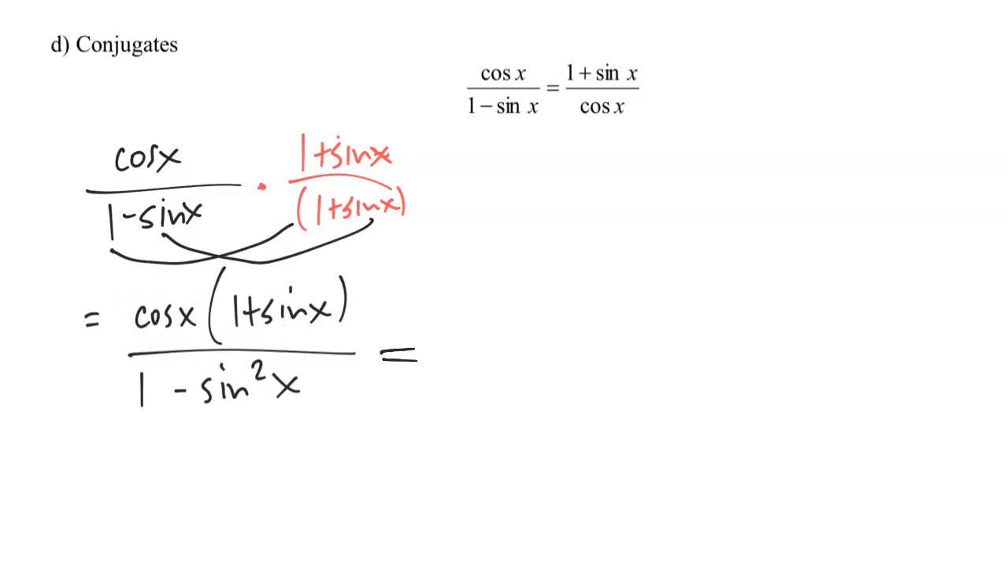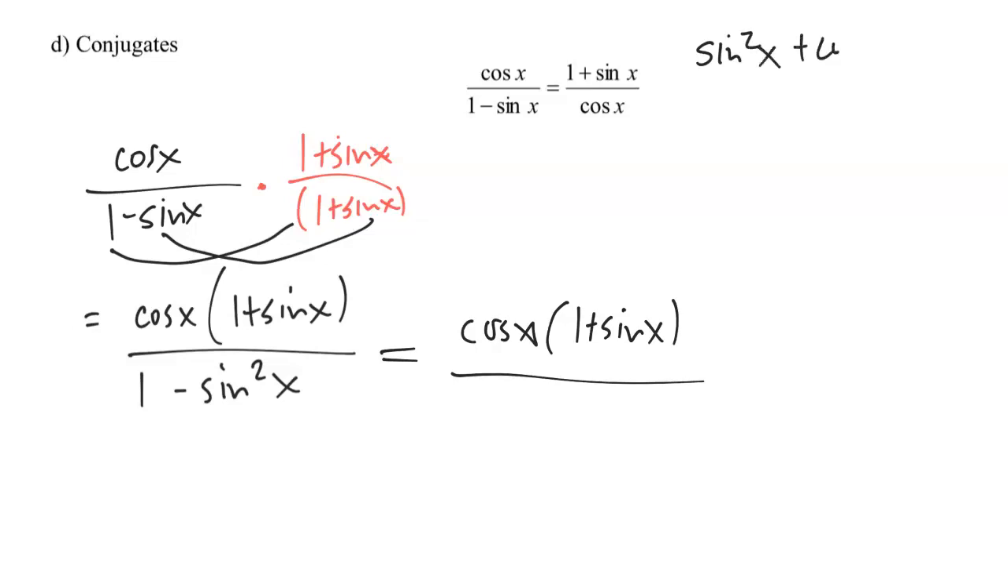Now, in the denominator, we are working with a Pythagorean identity. And so I'm going to have cosine x multiplied by 1 plus sine x in the numerator, and in the denominator we have a rearranged version of our first Pythagorean identity that says sine squared x plus cosine squared x is equal to 1. And so what I want to do is I want to solve for 1 minus sine squared, and so 1 minus sine squared x is going to equal cosine squared of x.